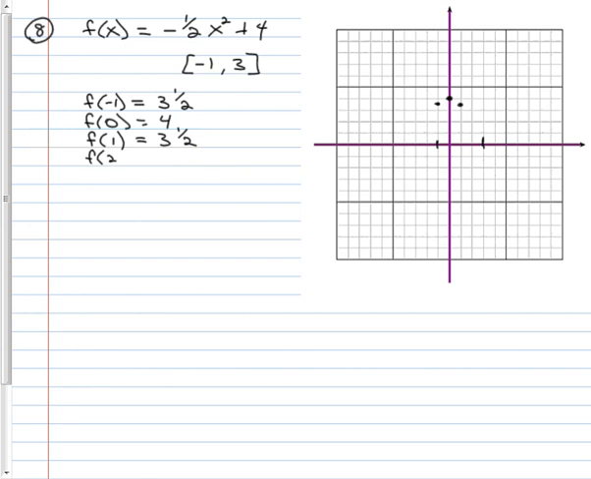Then f of 2, negative 2 plus 4, 2. And finally, put a 3 in. 9, what's that? Negative 4.5 plus 4, 1/2? Negative a half, isn't it? Negative a half.